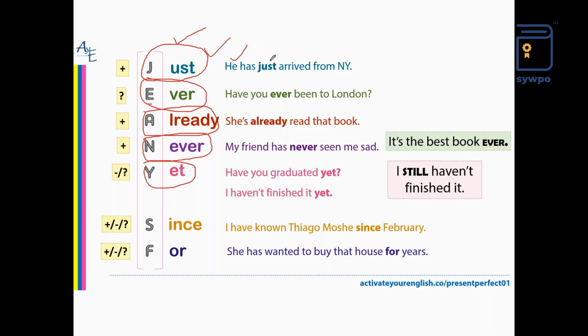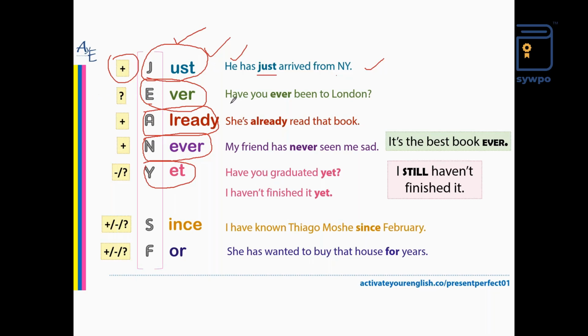For example, he has just arrived from New York. Now this word just can mean maybe a few minutes ago, or an hour ago, or yesterday, or day before yesterday, or a month ago. You see, the time is not absolute, but the idea is very, very recent. It happened maybe very close to now. So when we refer to such actions, we use present perfect tense. And remember, this word just is always used in positive sentences. Don't write it in negative or in question.